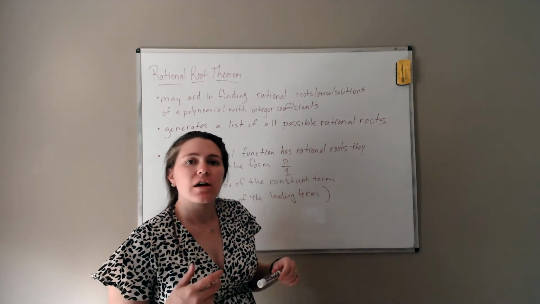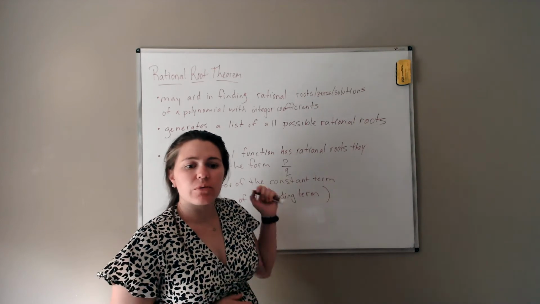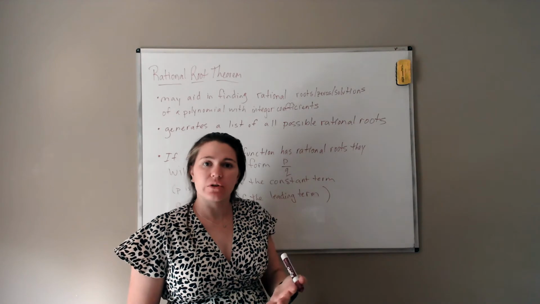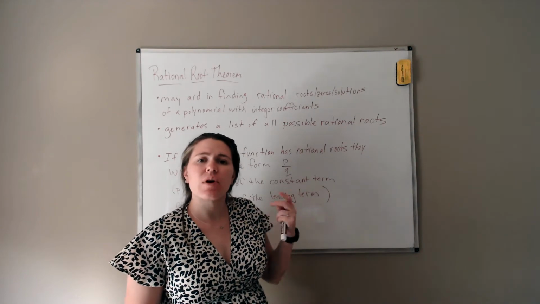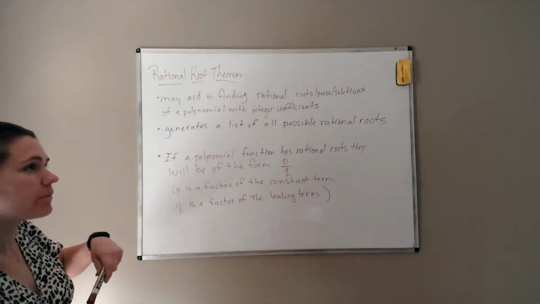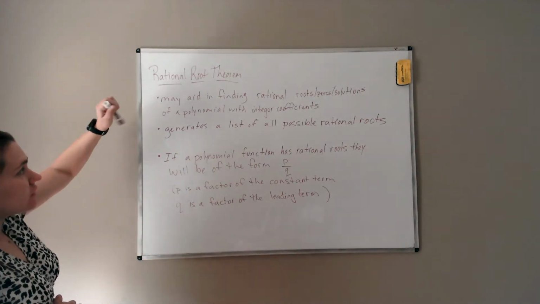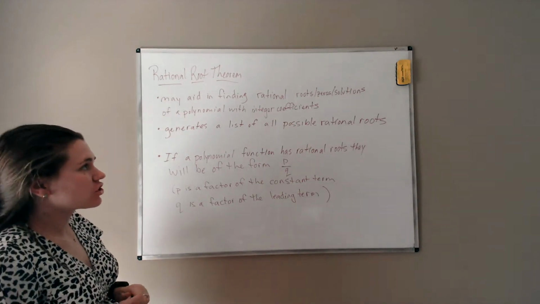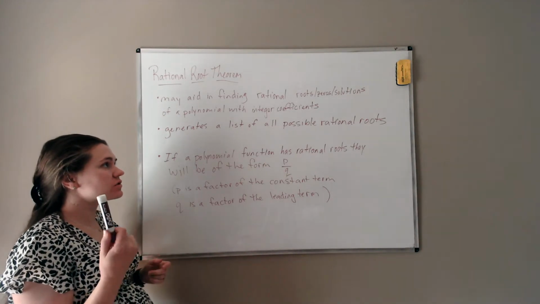However, we have an aid in something called the rational root theorem, which could potentially help us find zeros, but it's only going to be able to find the rational solutions, okay? So we're going to go over what's called the rational root theorem. And what the rational root theorem is, it may aid in finding rational roots, zeros, solutions.